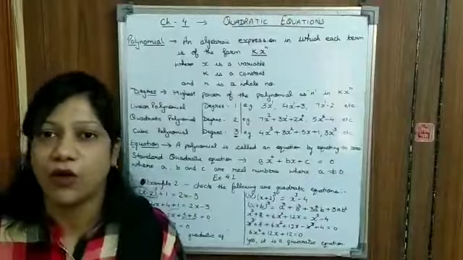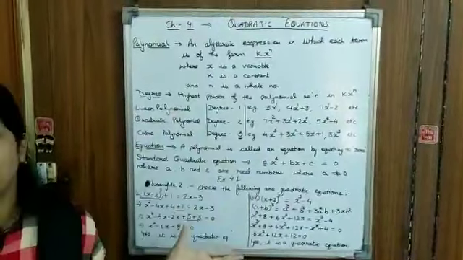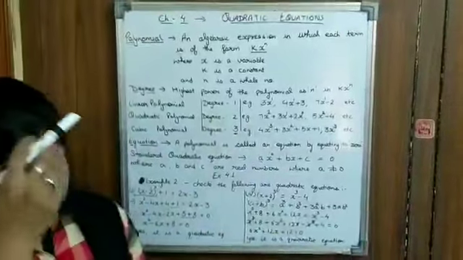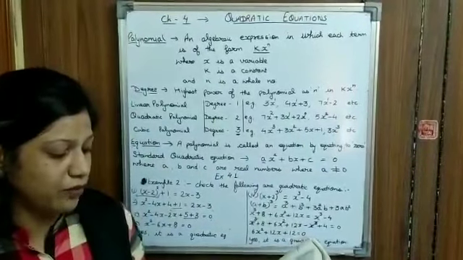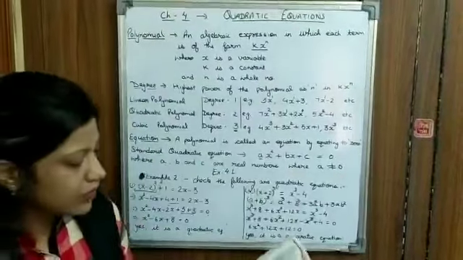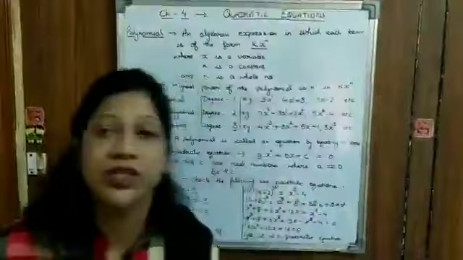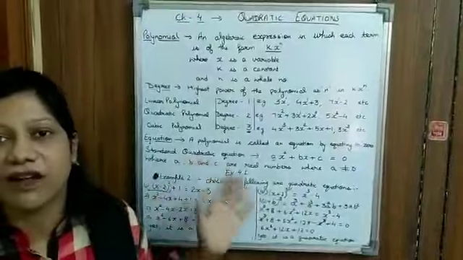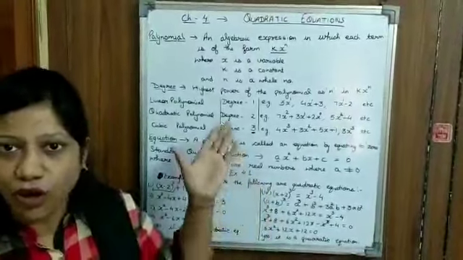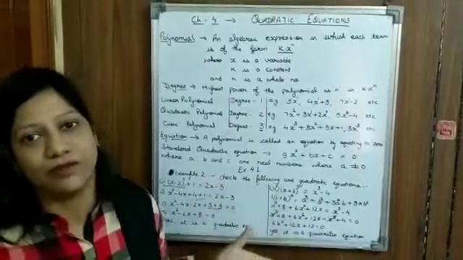Yes students, now it was our exercise 4.1. So what you need to do today? Today you have to do exercise 4.1, question number 1. There are 8 parts. All the 8 parts should be done in your rough notebook. Not in the fair, you have to try all these questions in a rough notebook.